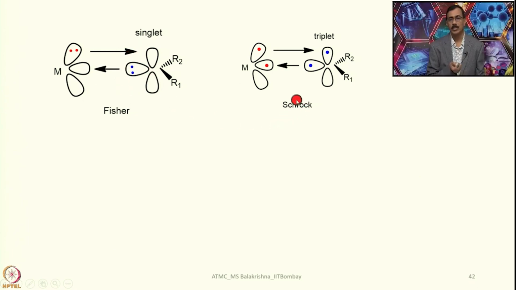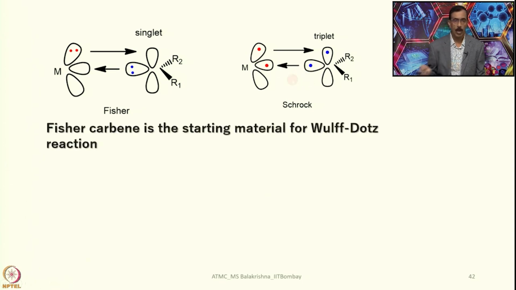And in this one, Schrock, we are talking about a triplet carbon. It essentially forms bonds with metals by sharing electrons like this, and when these two electrons go, you will have C2 minus, that means 4 electrons occupying 2 orbitals, and they make a metal to carbon double bond, and mostly the metals are in a high valent state. This compound is widely used in many reactions, metathesis and other things. Now, the Fischer carbene is the starting material for the Wolff-Dotz reaction.